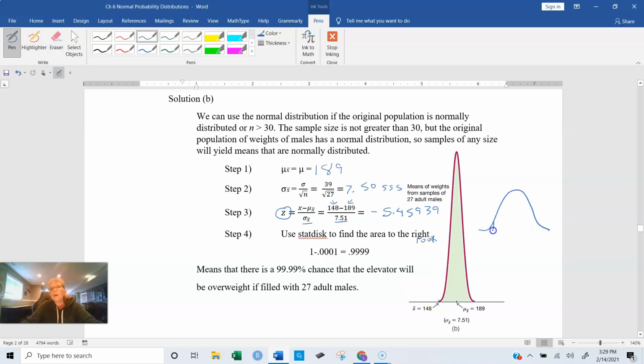Now, the problem with this is that on a standard deviation curve, remember this? We said all of these get grouped together. When our numbers get so large, we're going to assume that all of this area right here is going to be 0.0001. So anything when it's negative 5.5 and it gives you a 0, we're going to plug in 0.0001. So we're going to have a 0.9999 area to the right of this, which means a 99.99% chance that this elevator will be overweight if filled with 27 adult males. So it's going to crash. This is bad.